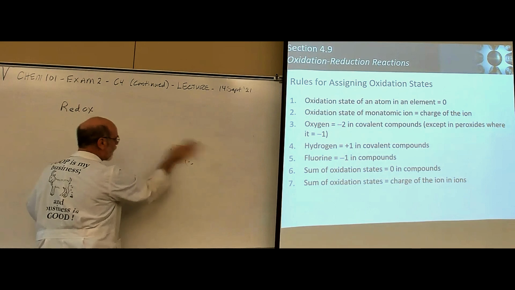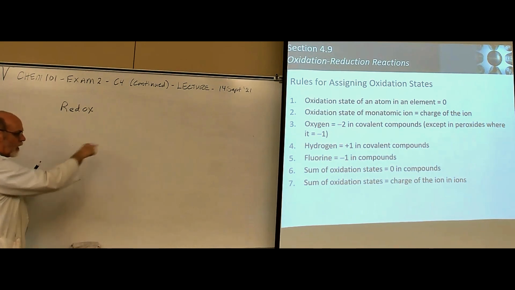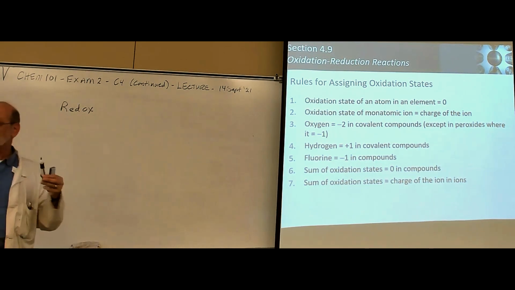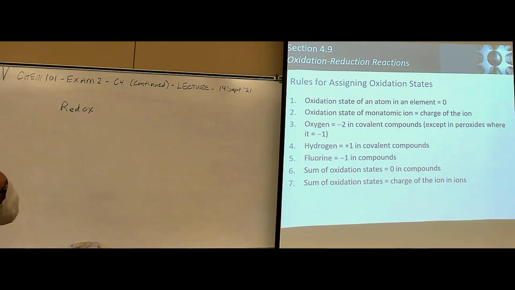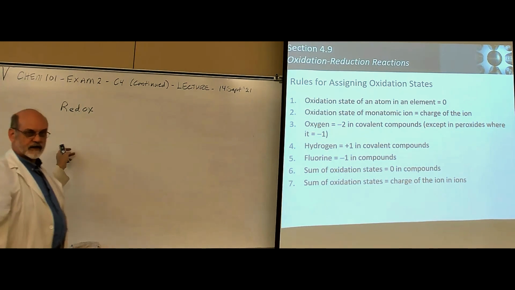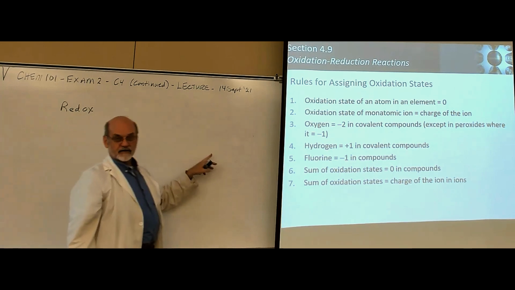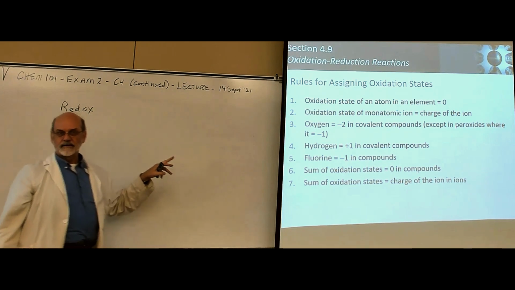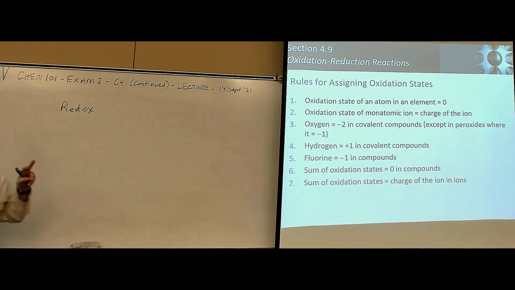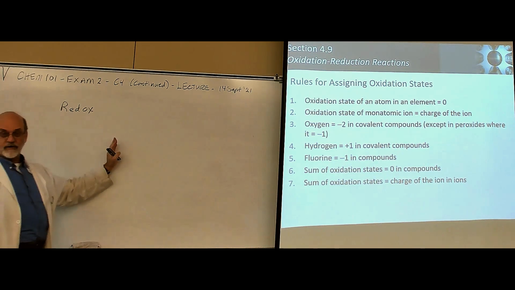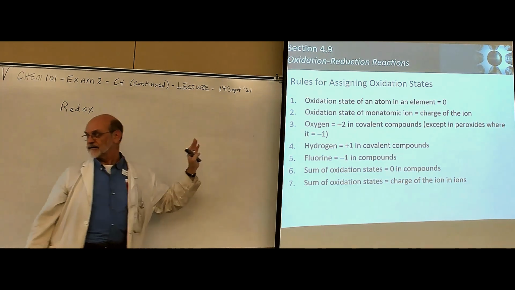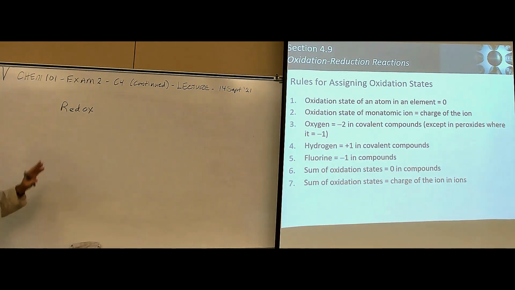And if you know the oxidation state of all the atoms in the reactants and products, then you can track where the electrons went. Because maybe the element on this side had an oxidation state of 2+, and on this side it had 2-. So what happened? Well, it gained 4 electrons. 2 of them made it to 0, and then 2 more made it to 2-. Okay? So this is our bookkeeping scheme.